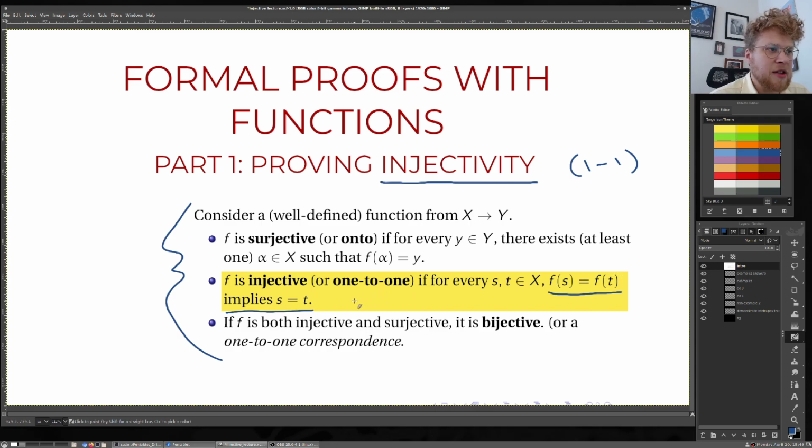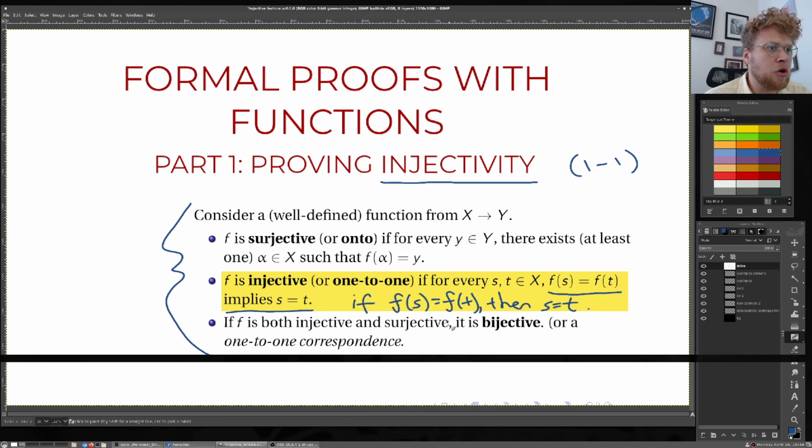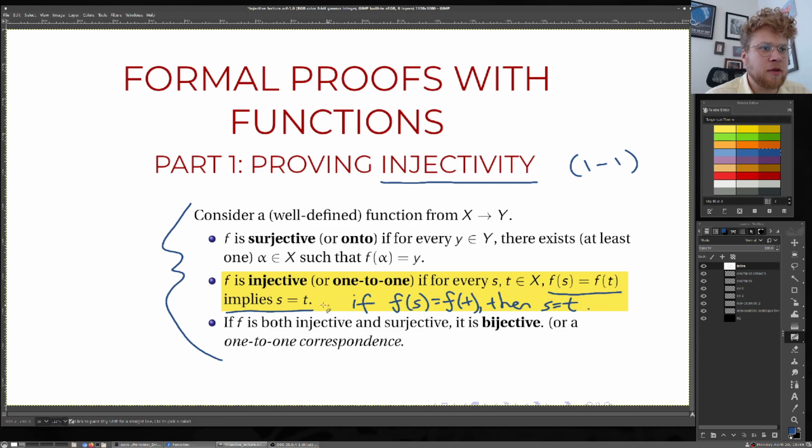We can rewrite this as: if f of s equals f of t, then s equals t. So this statement has to be true for any pair of inputs that I pick from the domain. We'll get to how to actually use this in a proof to prove that a function is injective.